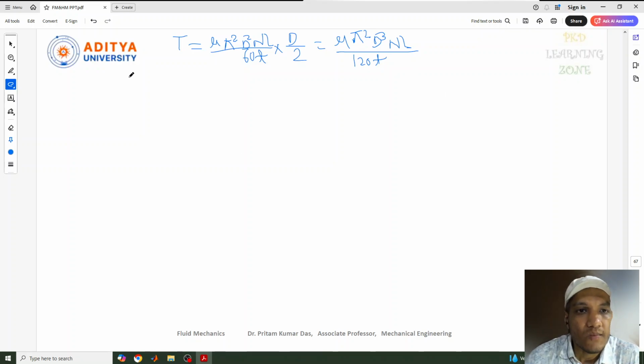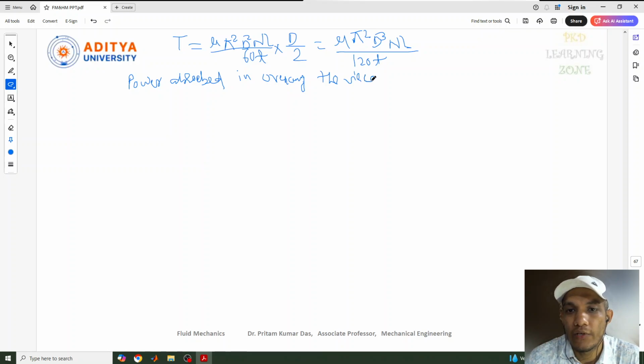So this is in terms of shear force into radius, force being the shear force that we got. Now the next thing, the final thing we require, is the power absorbed in overcoming the viscous resistance.